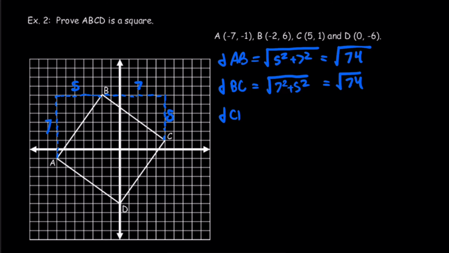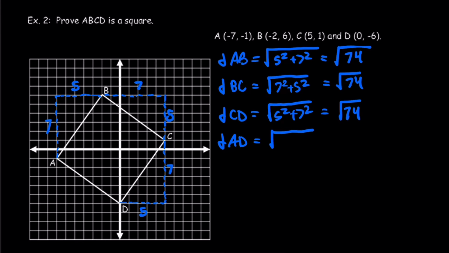Distance from C to D. Okay, let's keep going. Delta x is 5, delta y is 7. So again, same two numbers. And the distance from A to D. One more. Delta x is 7, delta y is 5. Confirm that. 7 squared plus 5 squared, square root 74.